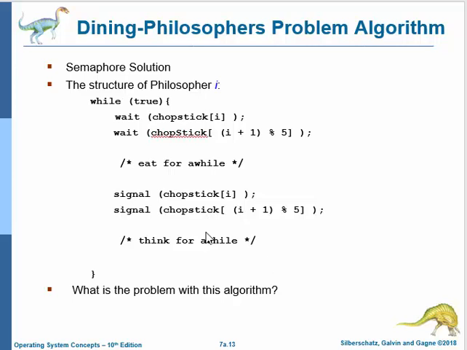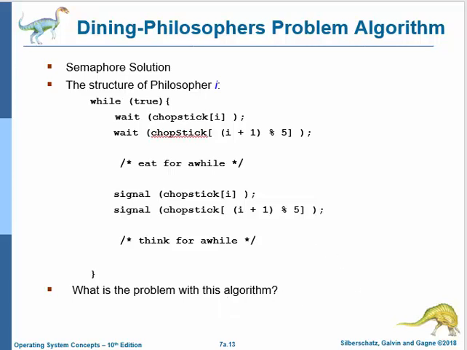Thus, the shared data are the following, where all the elements of chopstick are initialized to 1. In this case, the structure of philosopher i is shown here. Although this solution guarantees that no 2 neighbors are eating simultaneously, it nevertheless must be rejected because it could create a deadlock. That is the problem with this algorithm. Suppose that all 5 philosophers become hungry at the same time and each grabs her left chopstick. All the elements of chopstick will now be equal to 0. When each philosopher tries to grab her right chopstick, she will be delayed forever.